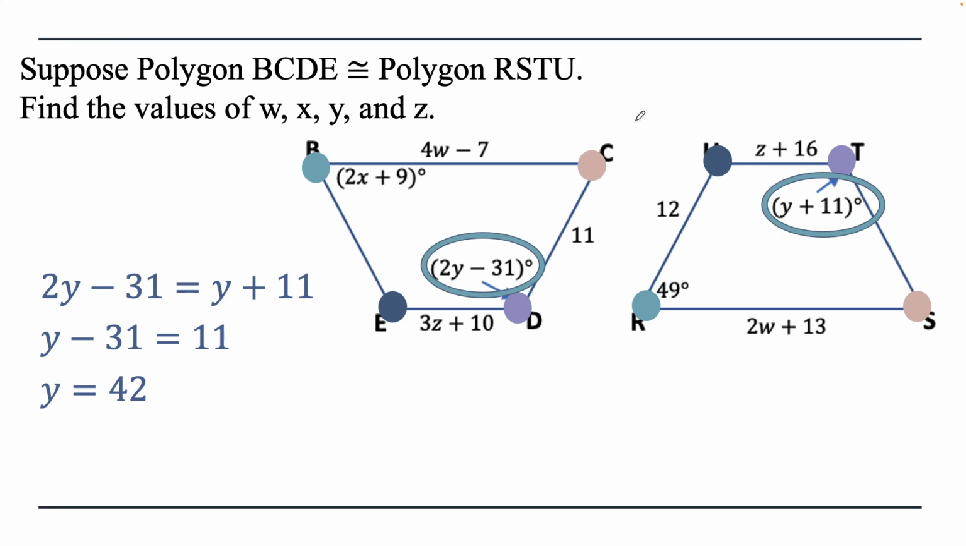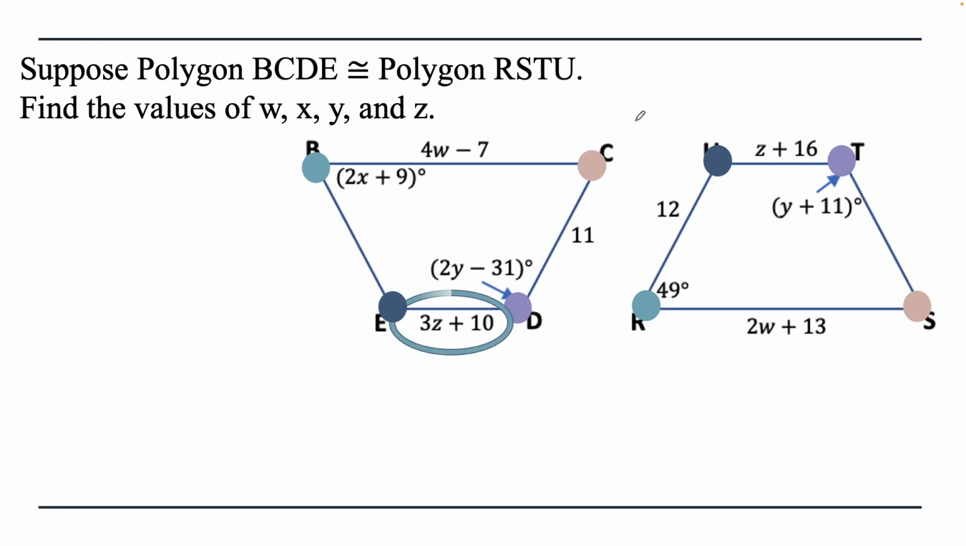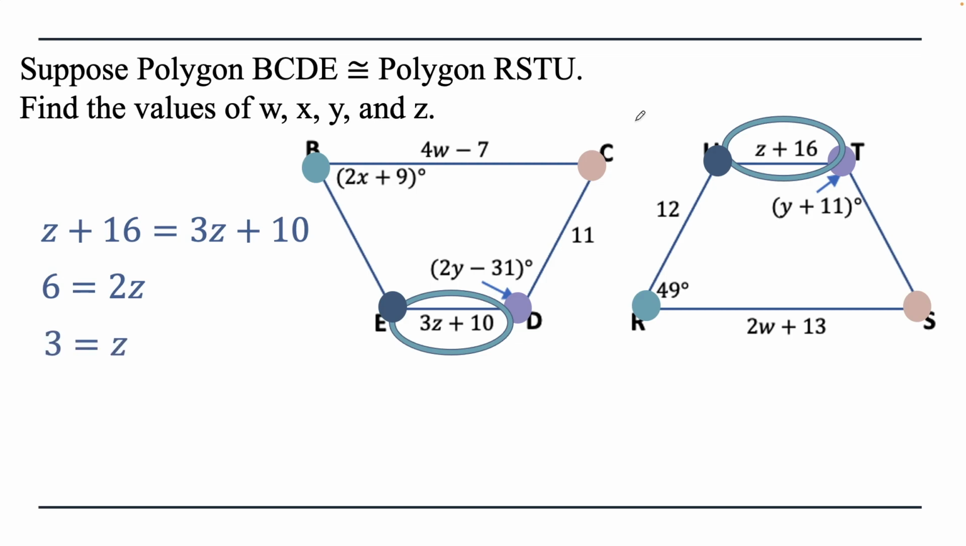And then one more we need to find is z. So z we've got between purple and dark green. So 3z plus 10 equals z plus 16. We're going to subtract 10 from both sides, subtract z, and we get 3 equals z.